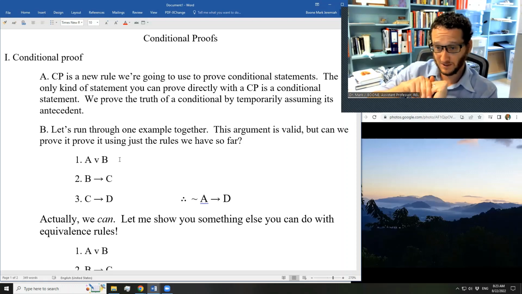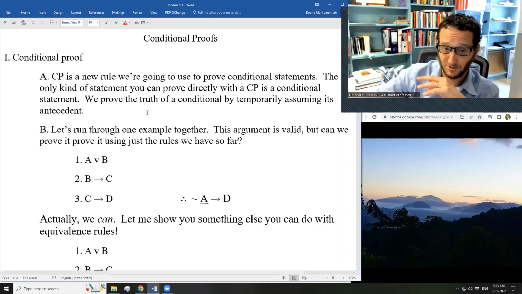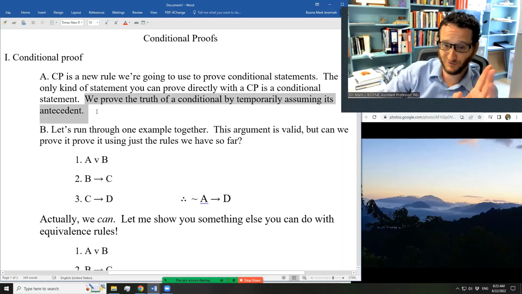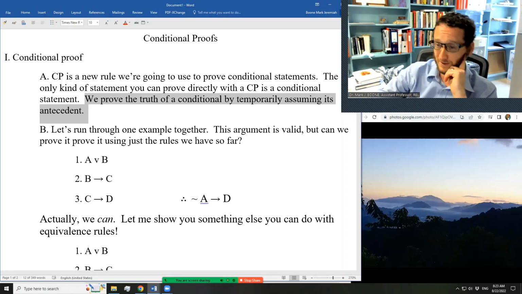A conditional proposition can be proven with a conditional proof, and a conditional proposition is an if-then proposition. So here's a sentence that's useful. We prove the truth of a conditional by temporarily assuming its antecedent, meaning we prove an if-then statement by temporarily assuming the if, and then we show that the then follows from it.